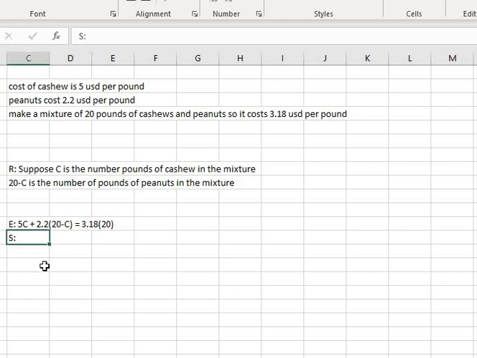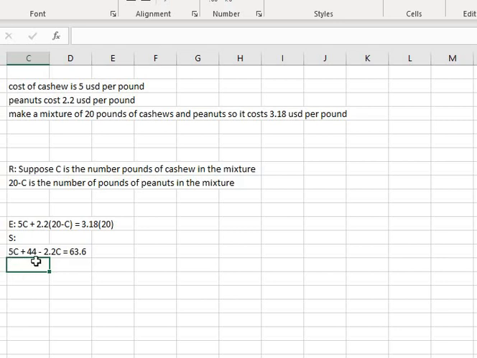So solving this equation, what do we get? We get 5C plus, what is 2.2 of 20? Well, that is just 44. Right, minus 2.2C, and that is equal to, what is 3.18 of 20? Well, that is just 63.6. Okay, let's check our multiplication if it's correct. This is 5C and this is 2.2 times 20, that's 44. And then 2.2 times C is just 2.2C, correct. And then this is 63.6, correct.